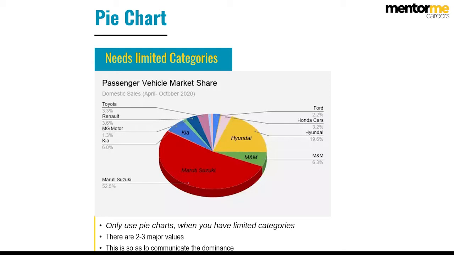Okay, Maruti, Hyundai, and M&M are the major players in this market, with Kia as the one who is gaining the market share, right? So you don't want too many smaller slices in that chart. It really doesn't communicate very well, right? In fact, it will be very strenuous for the person to even understand what exactly you want to communicate.